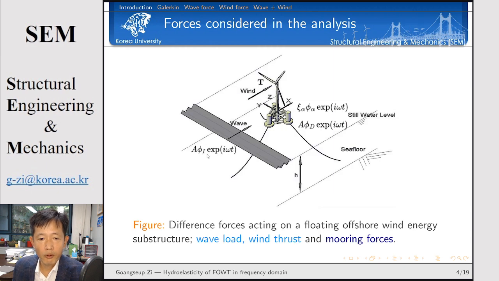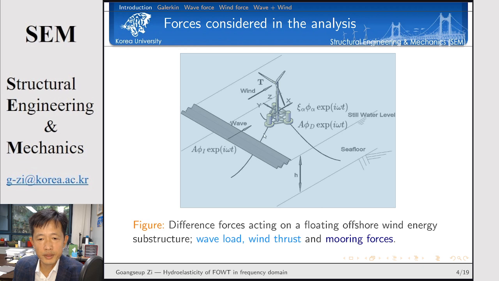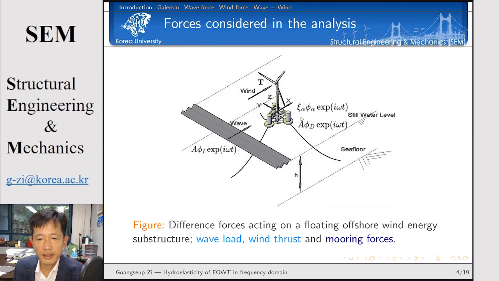The force caused by wave motion is best prescribed by the velocity potential. We'll explain the velocity potential later. The velocity potential consists of the incident potential, and once the wave touches the structure, there is a diffraction wave. The diffraction wave is described by the so-called diffraction potential. Another potential is developed by the motion of the substructure. This is called the radiation potential.